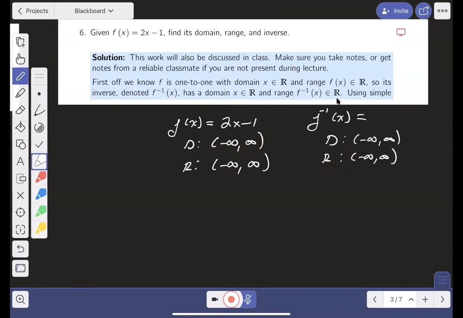All right, let's go through the work. What's the work? And it's written in your notes, by the way, we've covered this in class. Change f of x to y. Interchange x and y. Solve for y. We're done.